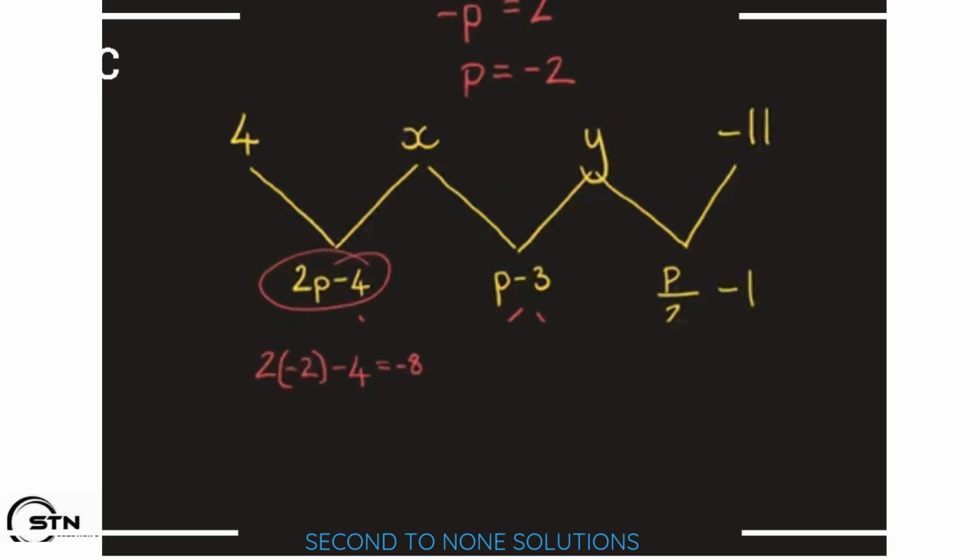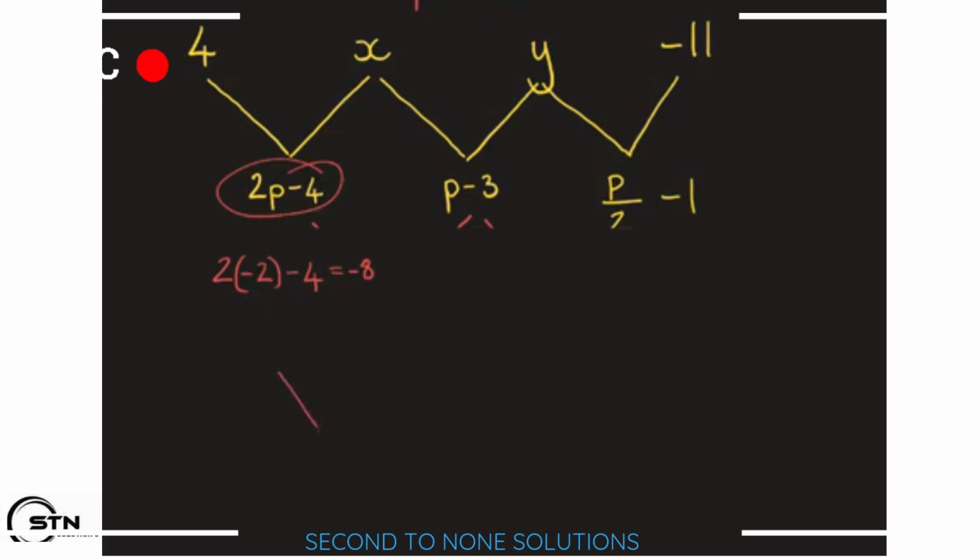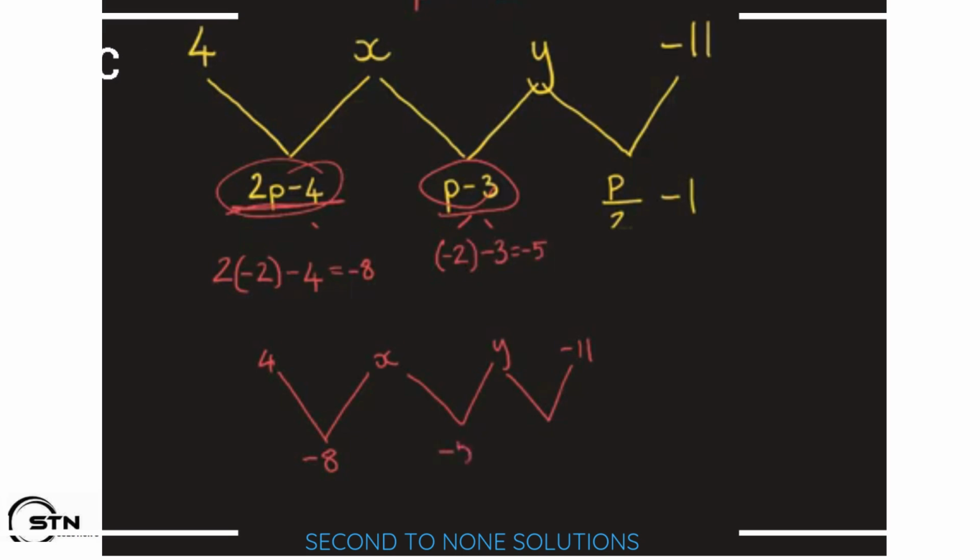Let's just do something clever underneath it and redraw what's going on. So we had 4, we had x, and we had y, and we had negative 11. But now instead of writing 2 minus p, I'm going to write minus 8. Let's do the same thing over here, where I've got minus 2, minus 3, so that's going to be minus 5, and I'll put minus 5 over here. And let's do the same over here. It's minus 2 divided by 2 gives me minus 1, minus 1 minus 1 gives me minus 2.